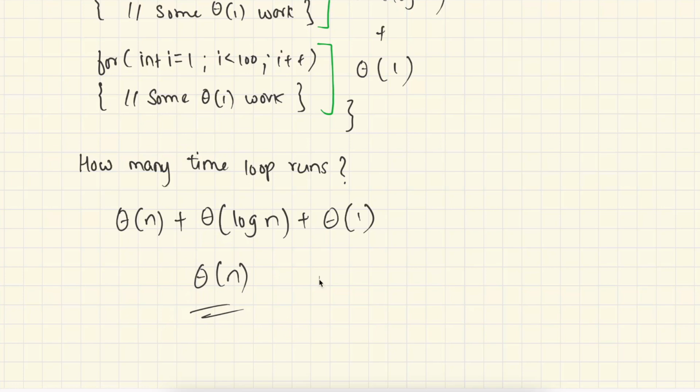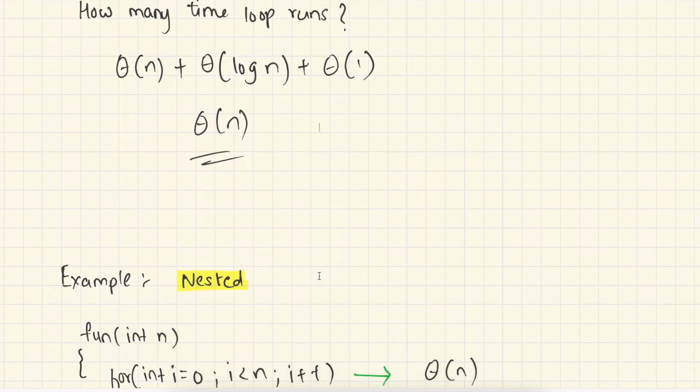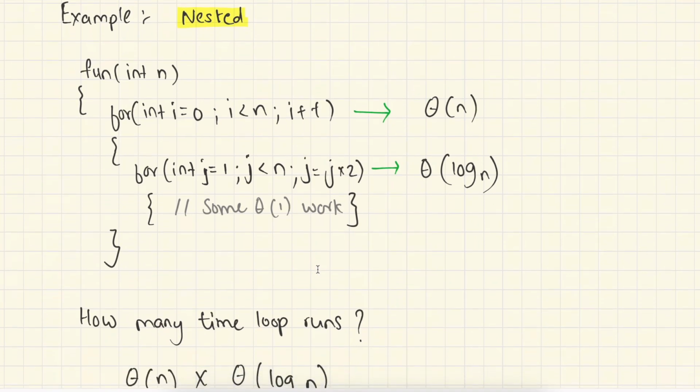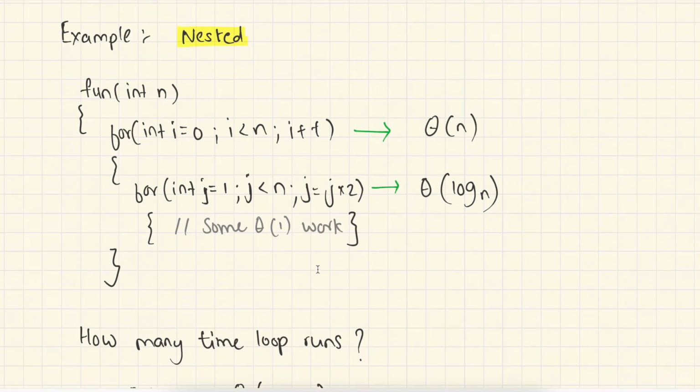So far so clear. Alright, let's move on to the next example. In the previous example we had subsequent loops. In this example we have nested loops. What is the order of growth of this outer for loop? We are simply running a loop from 0 to n, increasing i in each iteration by 1. So it's clearly theta n, because it is a linear order of growth.